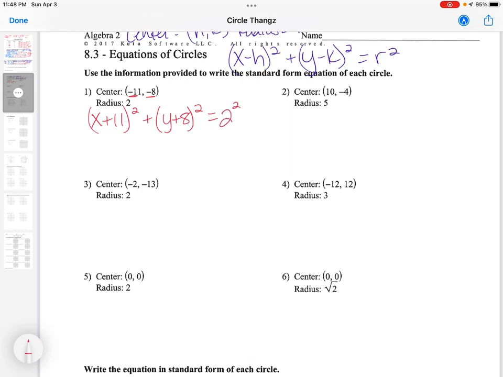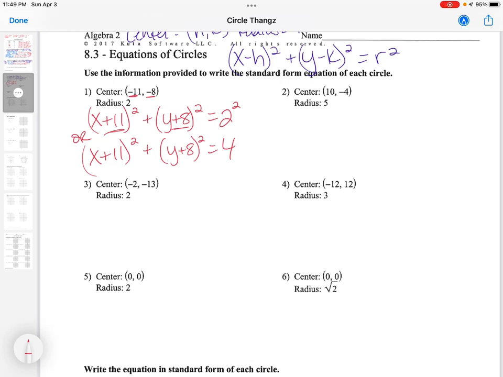So 2 squared, or you could also write it as (x + 11)² + (y + 8)² = 4, because 2 squared is 4. So that's two different ways to write your equation. Since both center points were negative, that means both of these are going to be positive.